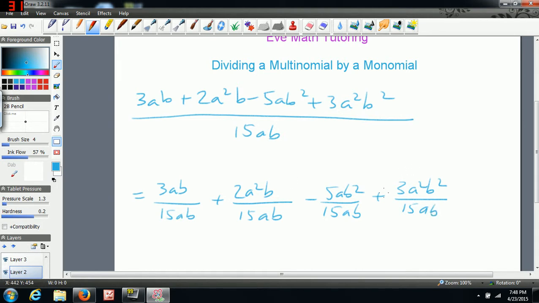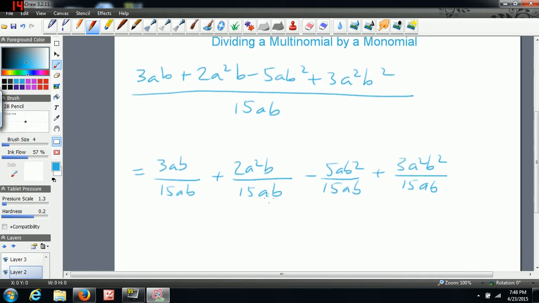And the reason we divide it up like this is because this here is the same as this. And you know that because of the rules of fractions. In fractions, if you have the same denominator, you can go ahead and add them over that same number and add and subtract the top numbers. So that's exactly what we're doing here. We're just doing it in the opposite way.